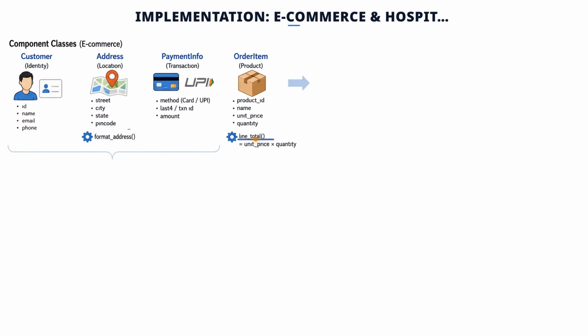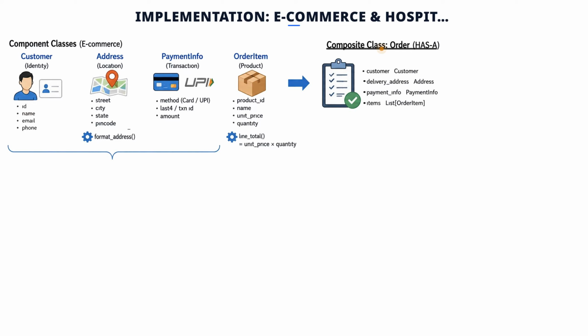Once we have these independent parts, we build our composite class called order. Notice that order does not inherit from anything. Instead, it takes a customer, an address, and payment info and stores them as its own properties. This is a classic has-a relationship.